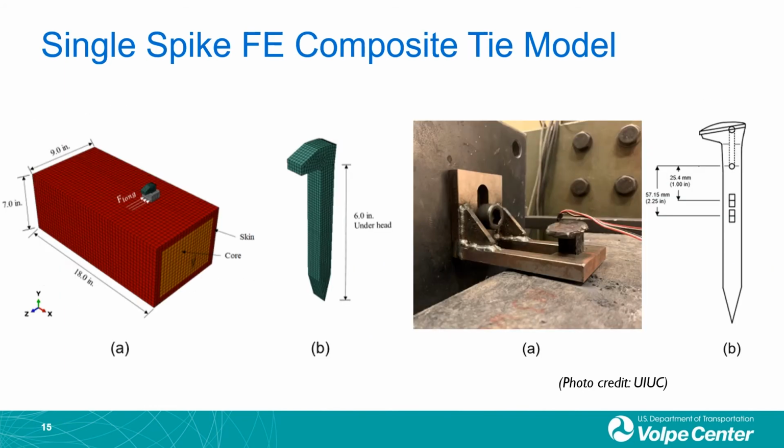We continue to use our single spike finite element model, but modified all the material properties of the tie to represent the composite tie behavior. At the same time, a lab test was set up by University of Illinois. A single spike was installed in the composite tie and loaded in the longitudinal direction. Strain gauges were attached on the spike 1 inch and 2.25 inches below the tie surface. Those recordings were compared with the model for validation purposes.